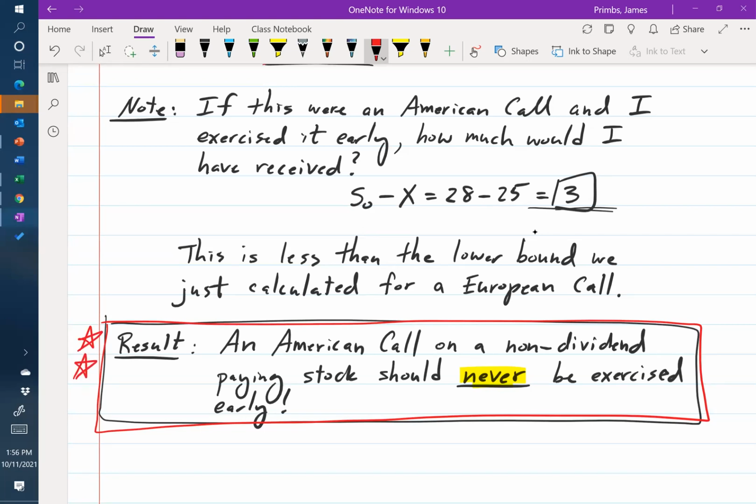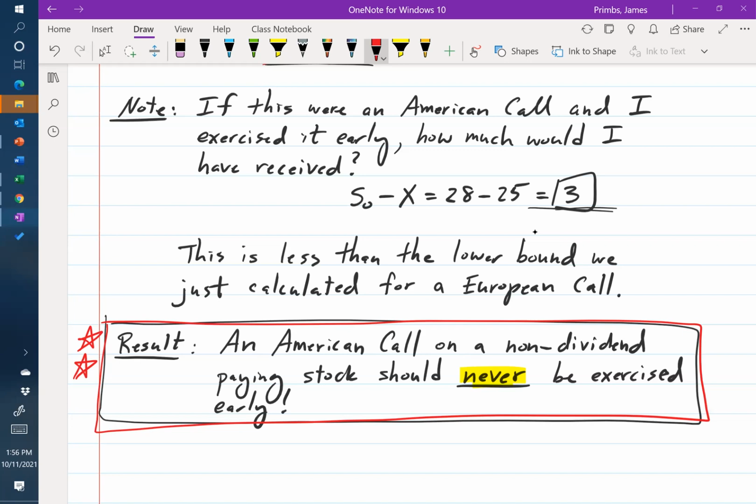Never, never, never. You have an American call option. That's what most equity options are. American options. You have a call option. You hold it on a stock, and prior to expiration, there's no dividend. Never exercise it early. Never, never, never. Okay, if you exercise it early, you're going to be taken advantage of. You're doing something not smart.